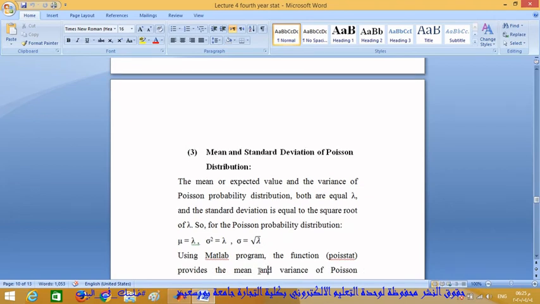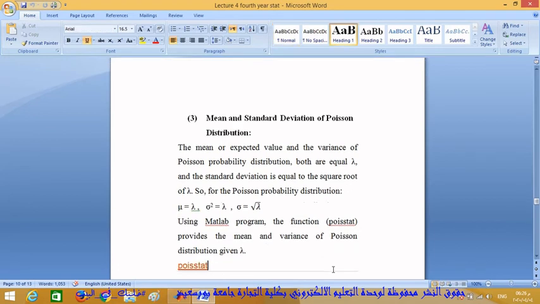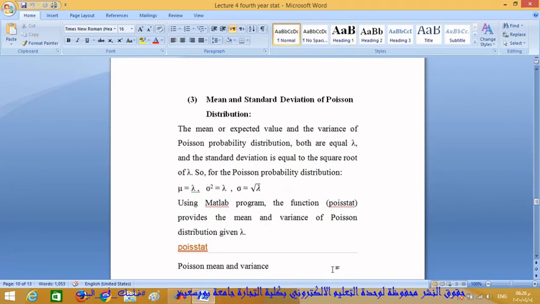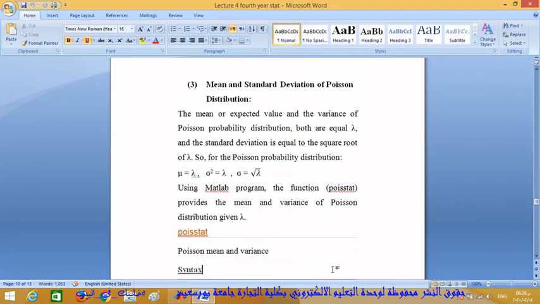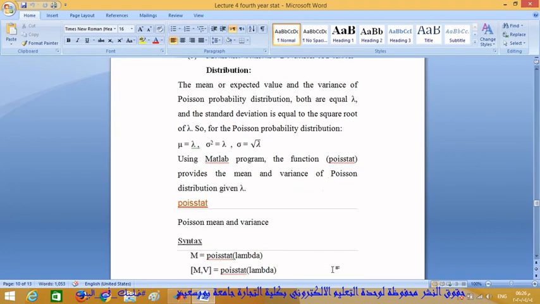Using MATLAB, the function poisstat provides the mean and the variance of the probability distribution given the parameter lambda. Poisstat, Poisson mean and variance. Syntax: M equals poisstat of lambda, or M and V equals poisstat of lambda.